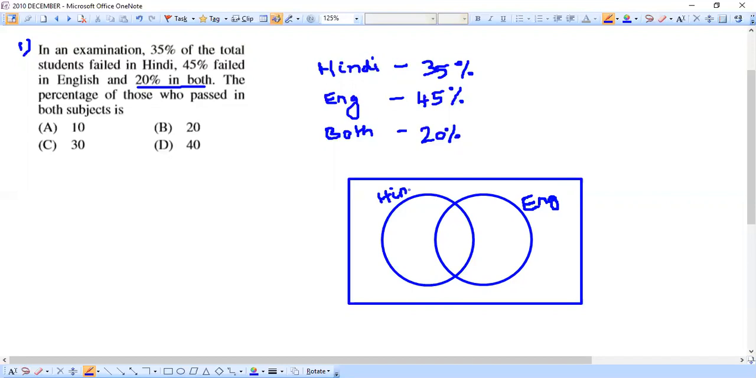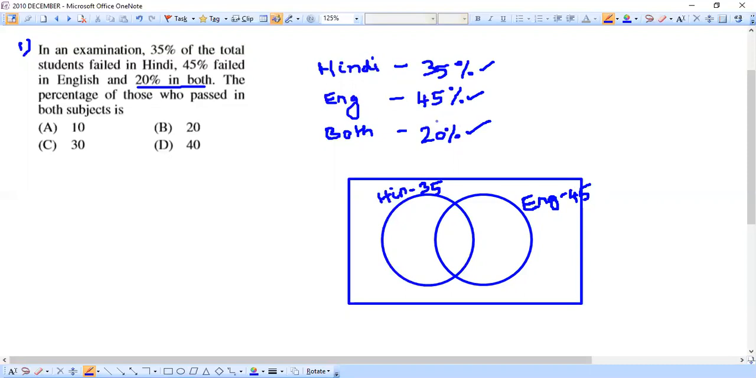So the Hindi failure percentage is 35%. We'll write it like this, 35, and English failures are 45%. Let us write 45. You can observe it, 45. Because there's a line coming in between, I'm stressing that this is 45. And one more piece of information is given here: those who failed in both subjects, it's 20%.